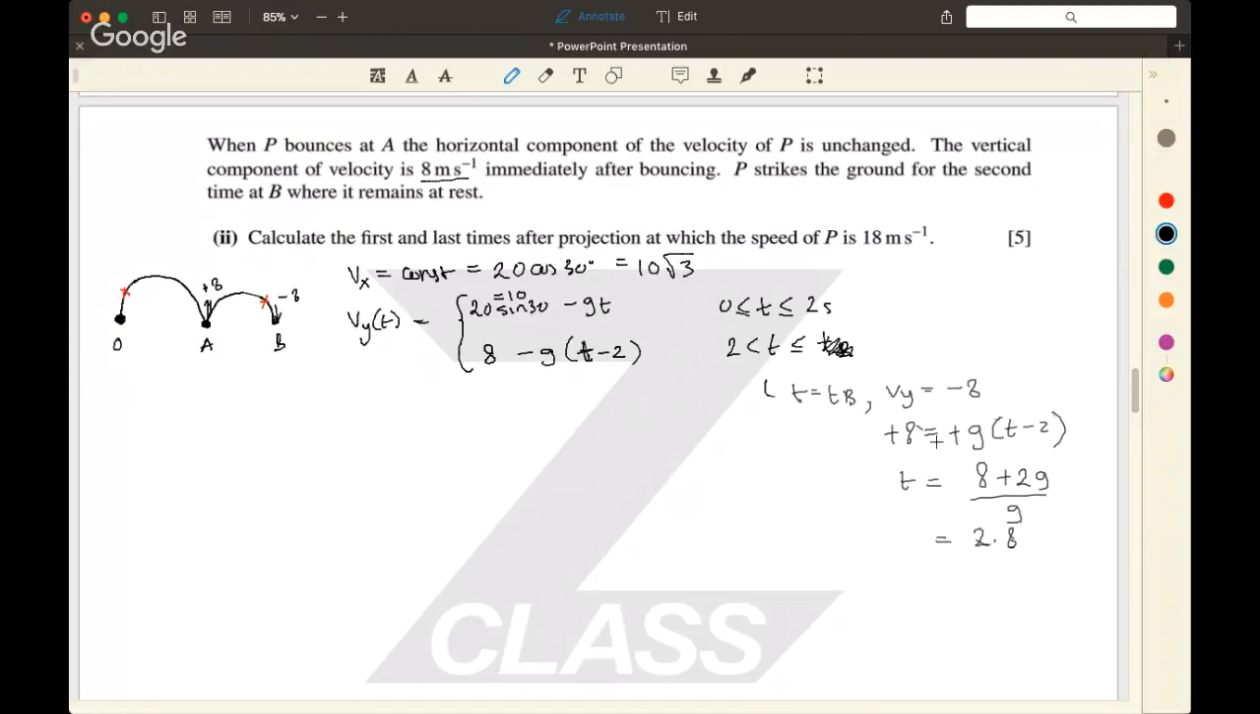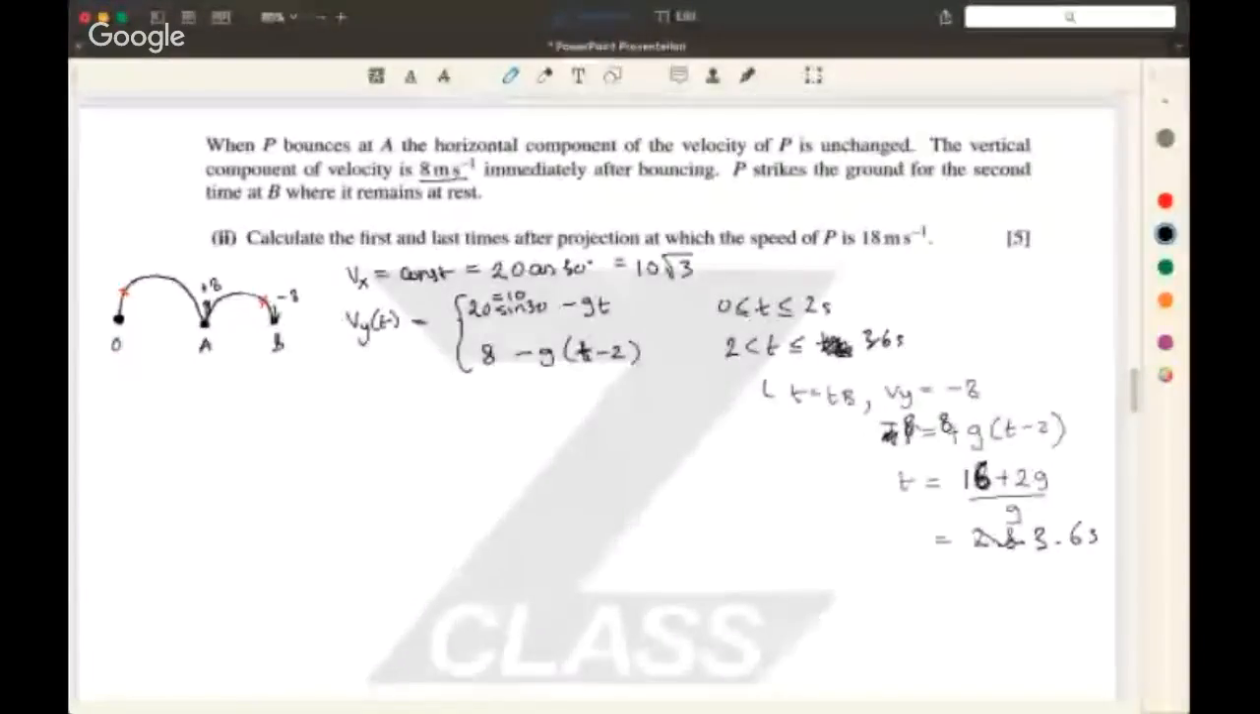It's because it was minus 8 is equal to 8 minus g of t minus 2, so this is actually 16. And so this becomes 1.6 plus 2, which is 3.6 seconds. Okay, great, happy. So this is 3.6 seconds. That's the final time. That was just as a nice and easy check, and then I got it wrong.